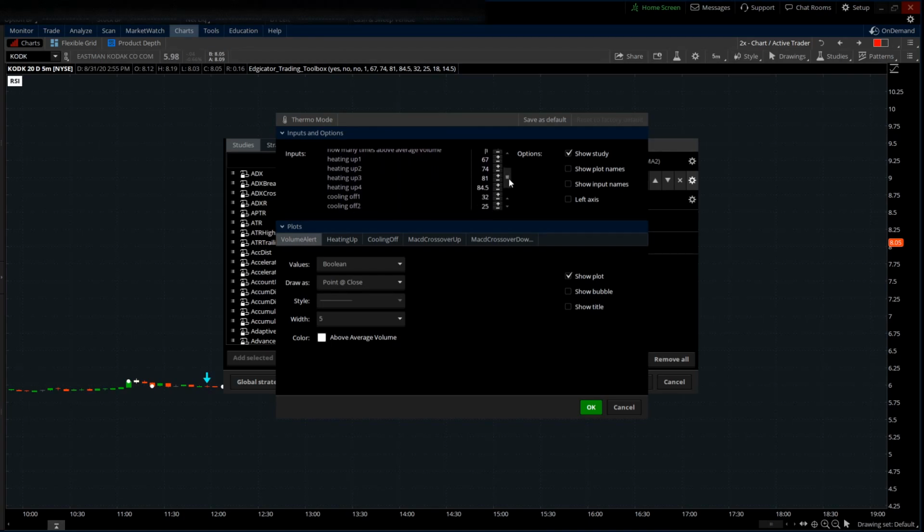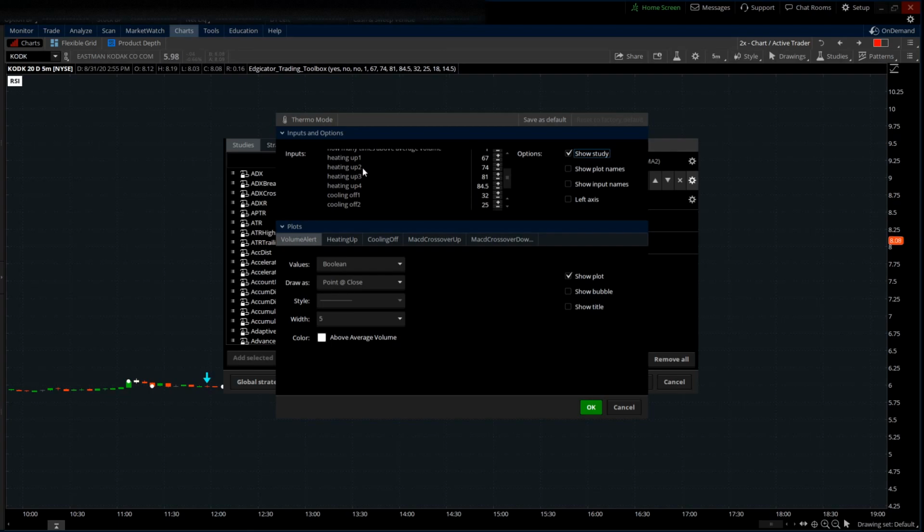Now, when things start getting overbought and it goes from light yellow to yellow, I call that heating up. So that's it getting overbought. That's the first level, which in these settings starts at 67. So before the RSI is above 70, I already start changing the color of the bar to light yellow to let me know, hey, we're starting to get into overbought territory.